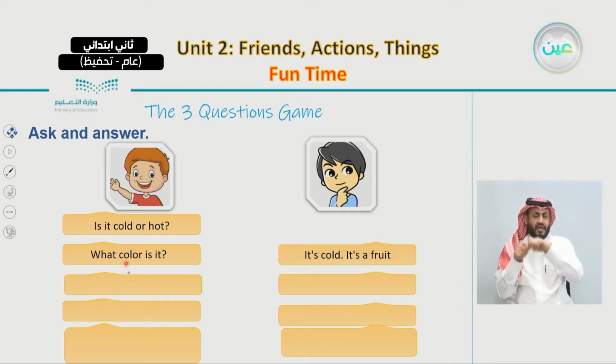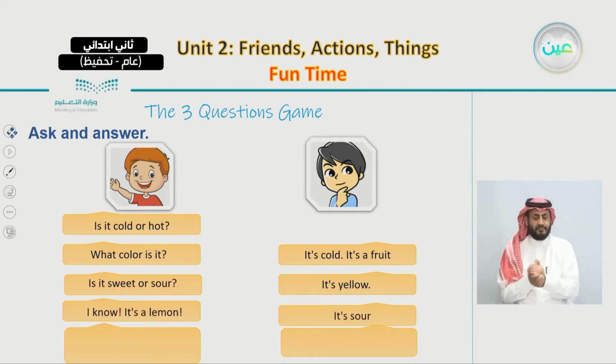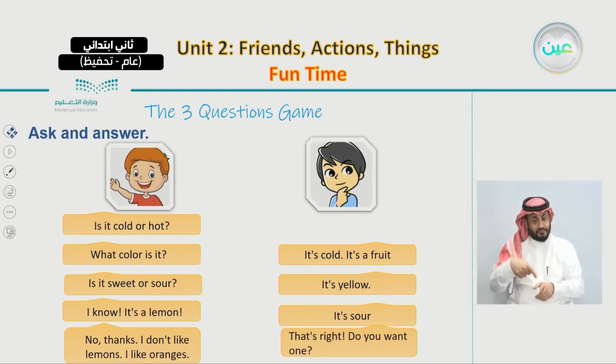What color is it? It's yellow. Is it sweet or sour? It's sour. I know, it's a lemon. That's right. Do you want one? No, thanks. I don't like lemons.